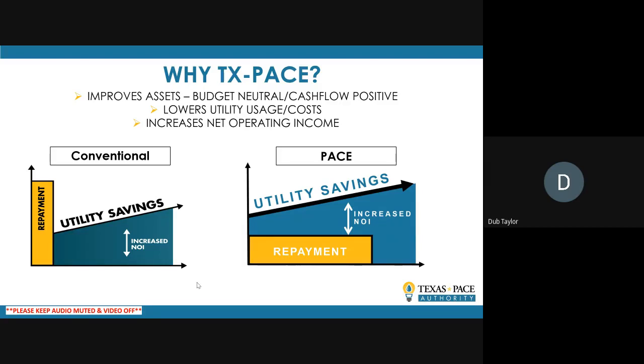With PACE, you take that repayment and you stretch it over a longer period. You knock it on its side, as you can see on the right. And so you better align the benefits from these longer-term savings projects with the repayment. And so in the PACE scenario, you can be cash flow positive from day one.